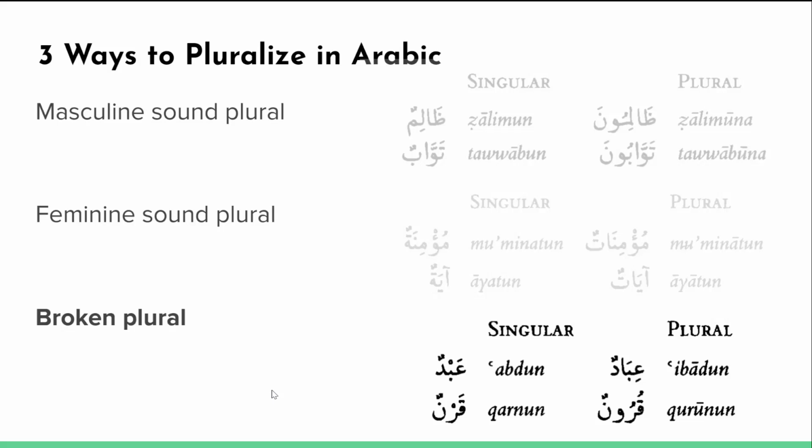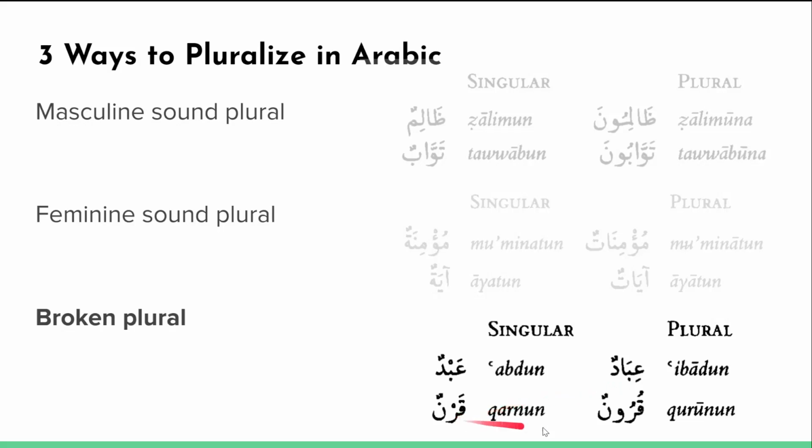And again, most words in Arabic actually fall into the broken plural category, and there isn't any sort of pattern here. You see, like, why did abd become ibad? There's this insertion of this alif randomly in the middle. You just kind of have to pick it up as you go along.